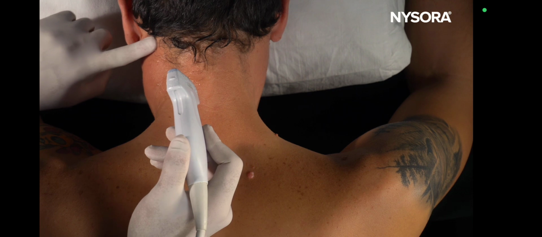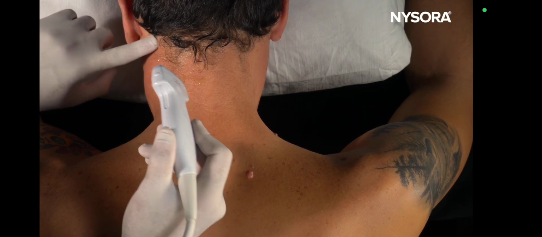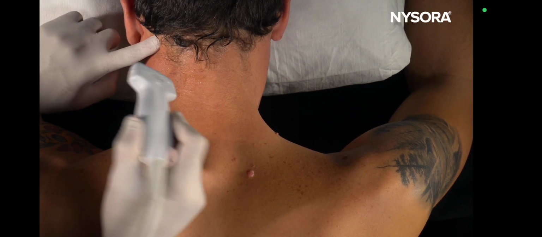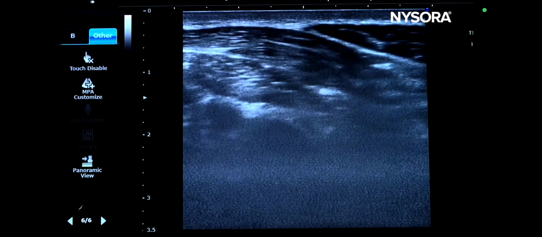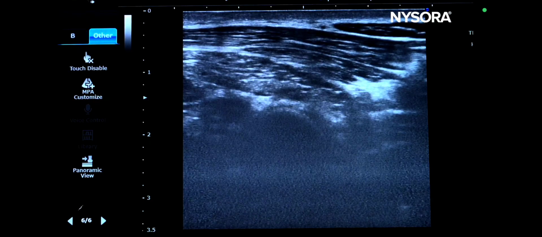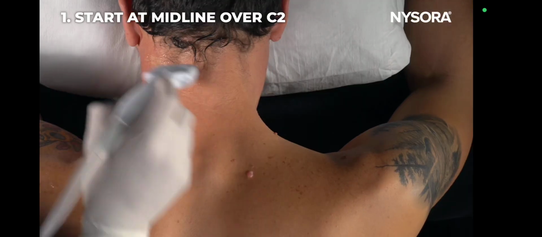The second technique is starting with the mastoid process: feel for the mastoid process, and 1 finger breadth below the mastoid process, if you align the lateral end of the probe, it will give you a similar picture.